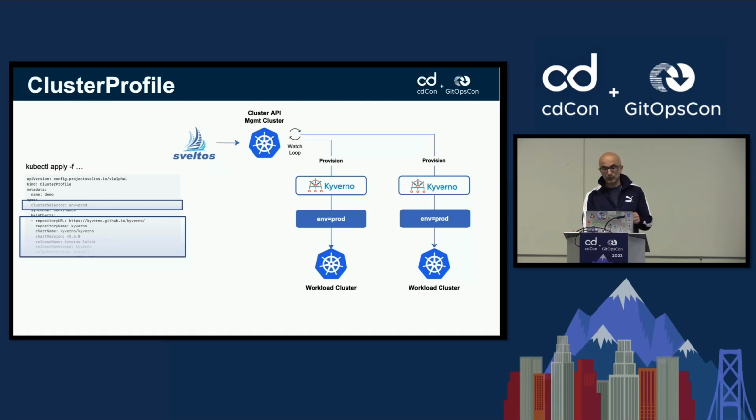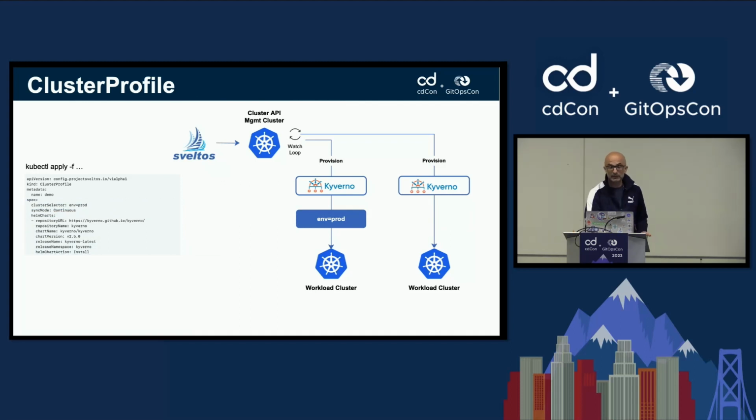In the same way you ask Sveltos to deploy resources like add-ons in a cluster, you can ask Sveltos to remove resources from a cluster. So what happens if we remove the label environment production from the second cluster? Now this cluster is not a match for the ClusterProfile anymore, and so Sveltos simply goes and removes all the add-ons that it had deployed in this cluster because of this ClusterProfile.